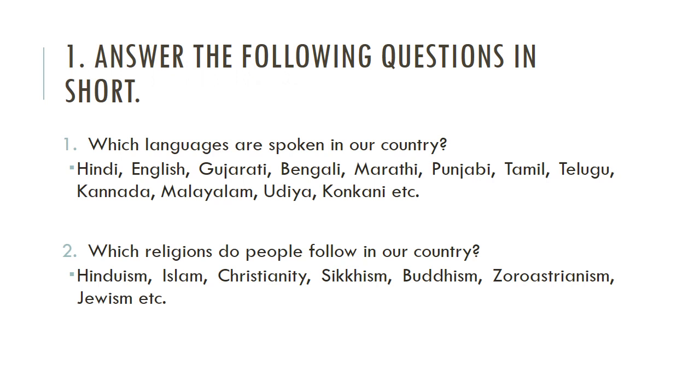Question 1 is to answer the following questions in short. You just have to directly write the answers. First question: which languages are spoken in our country? The languages spoken in our country are Hindi, English, Gujarati, Bengali, Marathi, Punjabi, Tamil, Telugu, Kannada, Malayalam, Odia, Konkani, etc. Etc. means there are various more languages. So even when this question is asked in your exam, you can write a few languages that you easily remember.